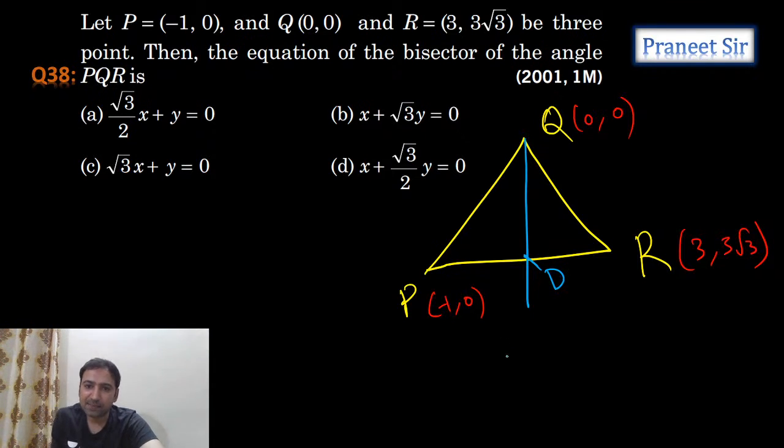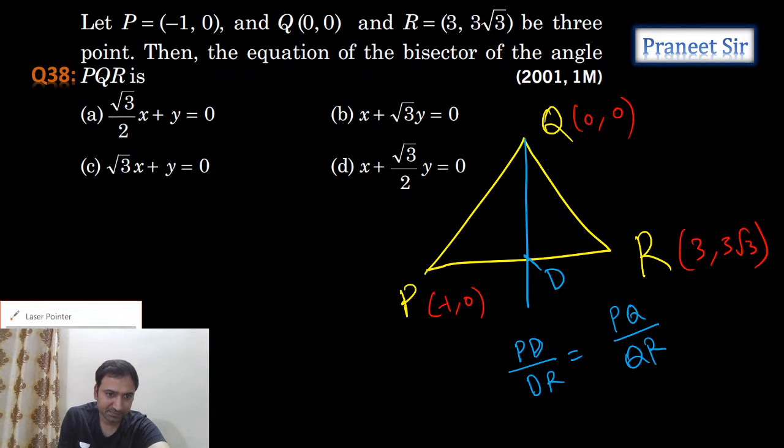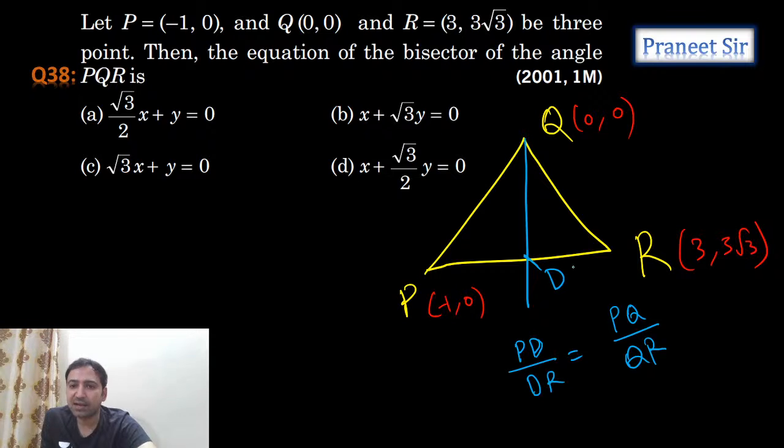So can I say that PD by DR equals PQ by QR? Do we have this formula? That means the internal angular bisector divides the opposite side in the ratio PQ to QR. Can we calculate PQ? PQ is 1. QR is 9 plus 27, 36, which is 6. So it is in the ratio 1:6, guys. So can we calculate the point D, which divides internally in this ratio? We can use it.